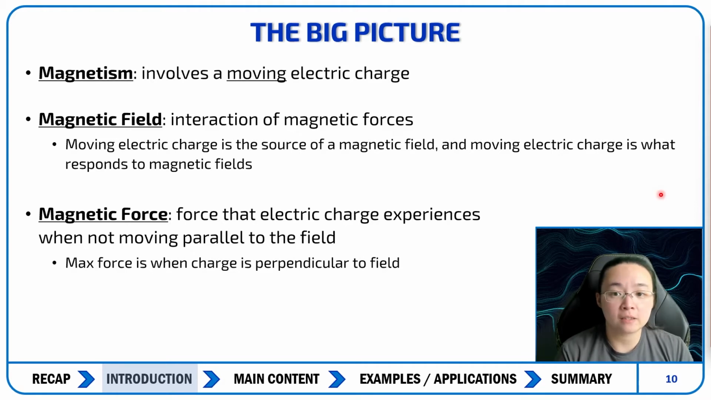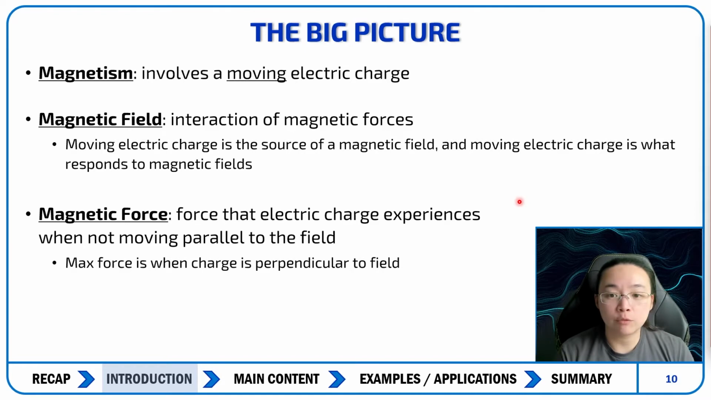Now, with magnetism, we look at a moving electric charge, and that means that you have a magnetic field. It's the interaction of magnetic forces. So when an electric charge is moving, it becomes the source of a magnetic field, and the moving electric charge is what responds to a magnetic field as well. So in one sense, a moving electric charge becomes a source of a magnetic field, and that magnetic field will then also affect the movement of other electric charges.